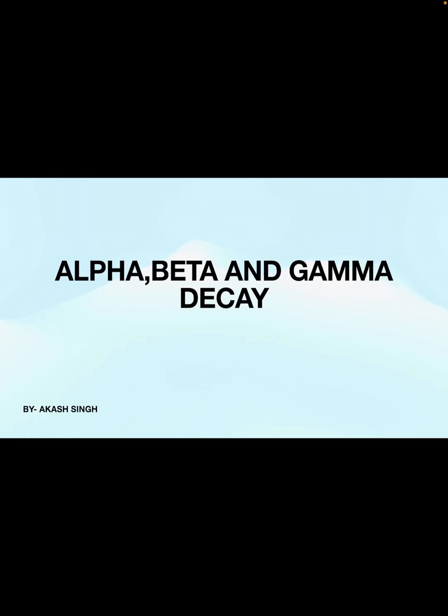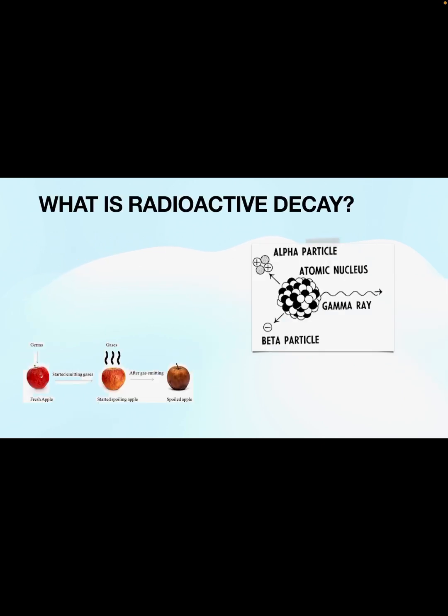Understand the very important topic of modern physics, that is alpha, beta, and gamma decay. Now, before going ahead, in this alpha, beta, and gamma decay, one should know what exactly a radioactive decay is. In our casual life, we know what decay actually is. In a biodegradable substance, we can see things get rotten and then they get damaged, just like an apple.